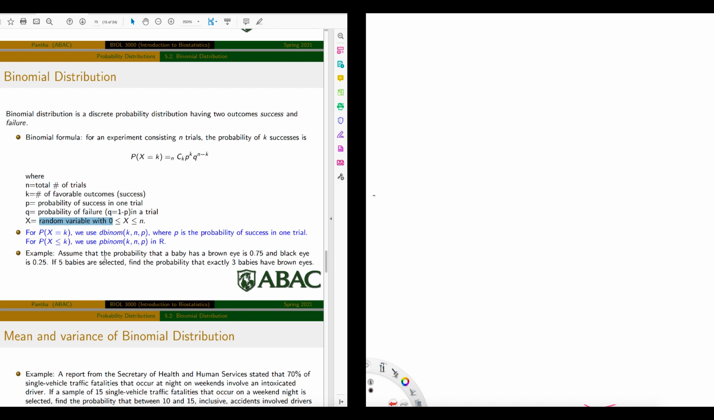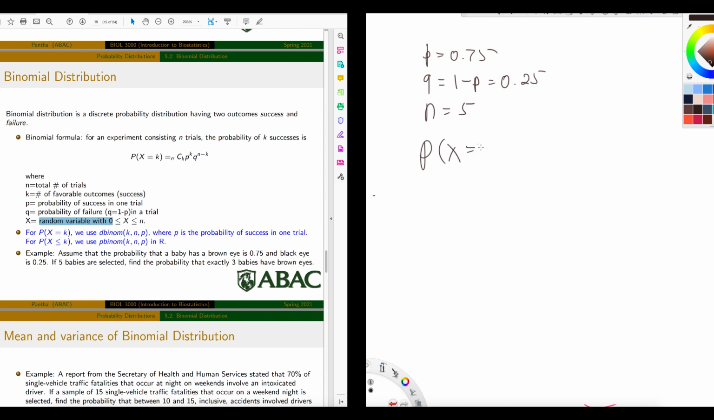Let us do this. Assume that the probability that a baby has brown eyes is 0.75. P equals 0.75. And black eyes is 0.25. Let's say q is 1 minus p, not brown eyes, which is 0.25. If 5 babies are selected randomly, n equals 5, find the probability that exactly 3, P(x equals 3), have brown eyes, okay? What is the probability that exactly 3 babies out of 5 have brown eyes?